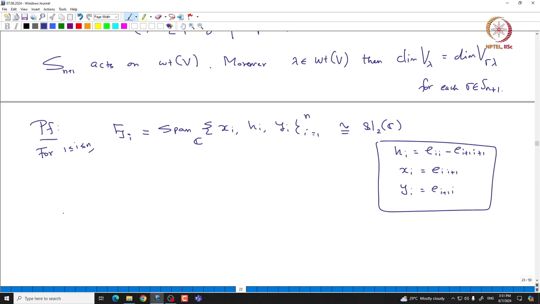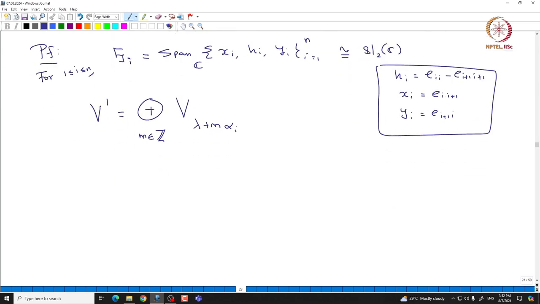Now, we can consider this subrepresentation of V, call it V', which you take to be the direct sum of V_{lambda plus m alpha_i}, where m comes from the integers. This is indeed an S_i-submodule. That is something we have to check. So, here is a small lemma.